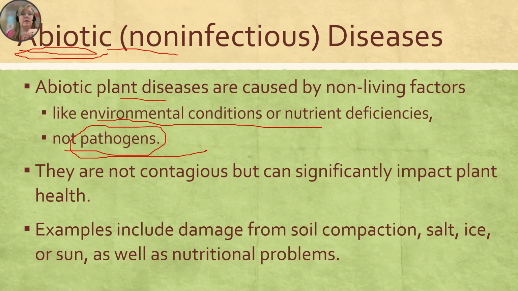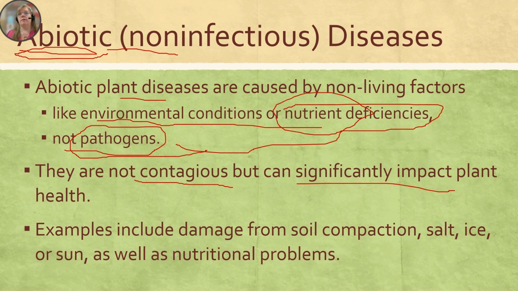They're not contagious, because it's the environment. It's not some pathogen hopping from plant to plant. So it's not contagious, but it can significantly impact plant health. If they're having a nutrient deficiency, then that's going to hurt the plant. It's not that it's contagious. Just because this one plant is nitrogen deficient doesn't mean it's going to make the other plant nitrogen deficient. Examples include damage from soil compaction, salt or ice or sun, all of those will damage it, as well as nutritional problems. Those are abiotic and non-infectious diseases.